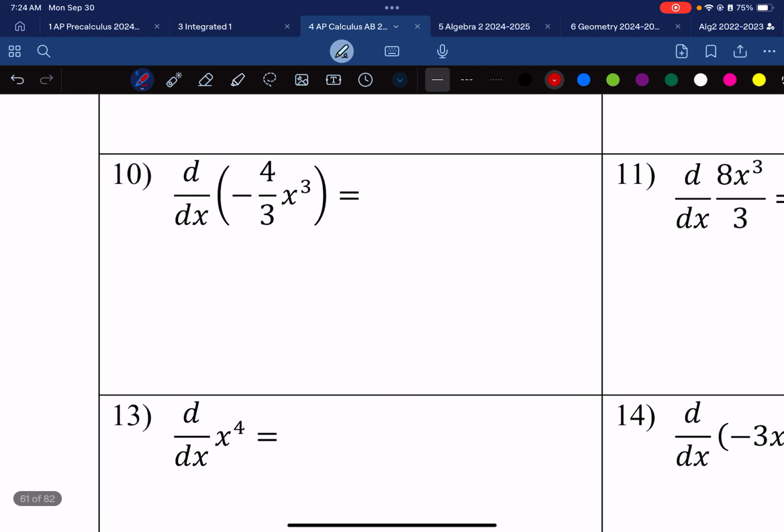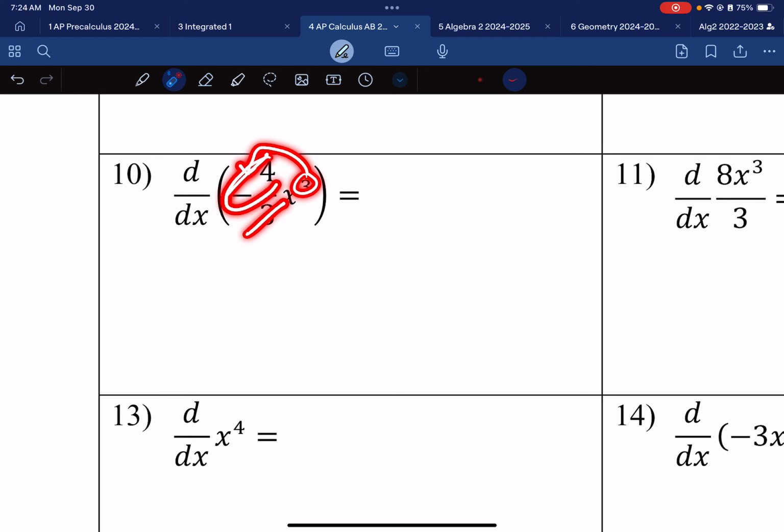All right, number 10. So again, hopefully you can see this shortcut, right? The 3 is going to be multiplied right in front. That 3 and that 3 are going to cross cancel, leave behind a negative 4. And I'm going to do this the long way.